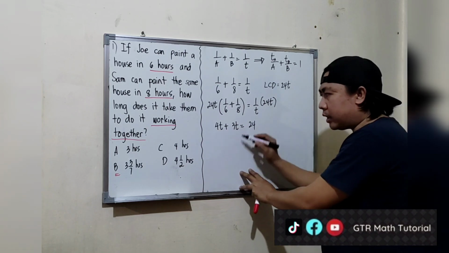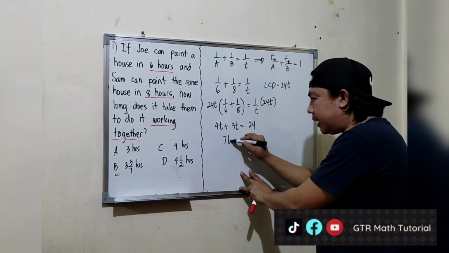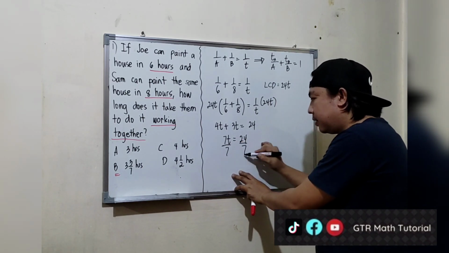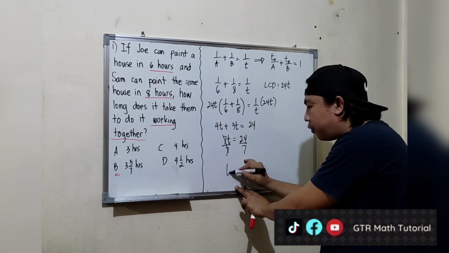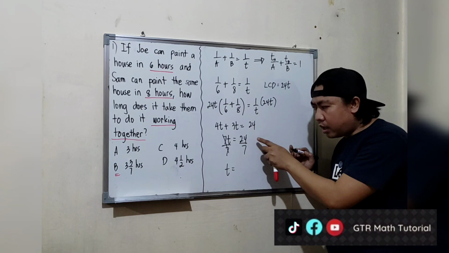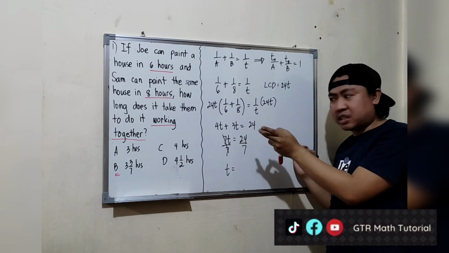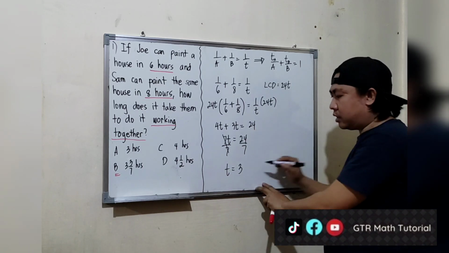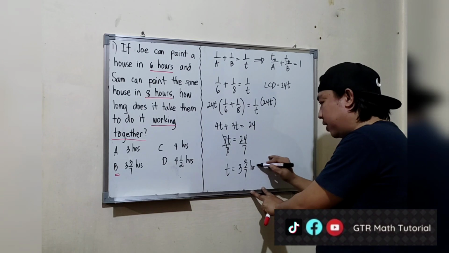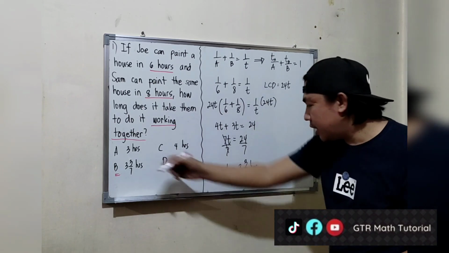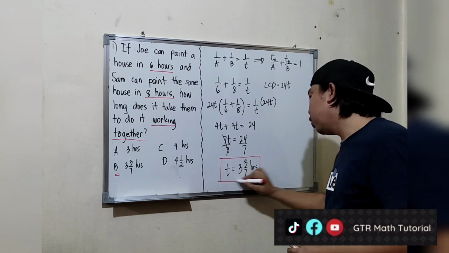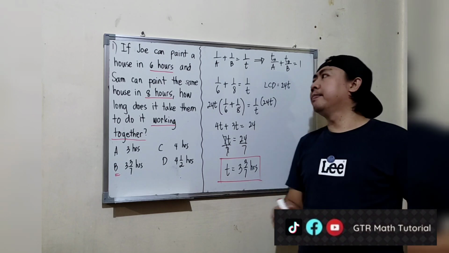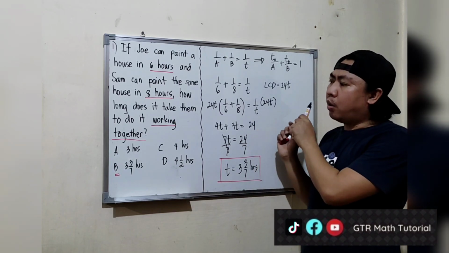Then combine 4T plus 3T. We have 7T is equal to 24. So finally, divide both sides by 7. Okay, so 7 divided by 7. So that is 1. So therefore, T is equal to, just convert in decimal or mixed number. So 24 divided by 7, we have 3 and then remainder of 3. So 3 and 3 over 7 hours. Okay, so therefore the answer is letter B, 3 and 3 over 7 hours. Or kung ang nasa choices ay decimal, so gawin nyo lang decimal yan, divide nyo lang 24 over 7. Okay, so ganyan lang kasimple mag-solve ng word problem.